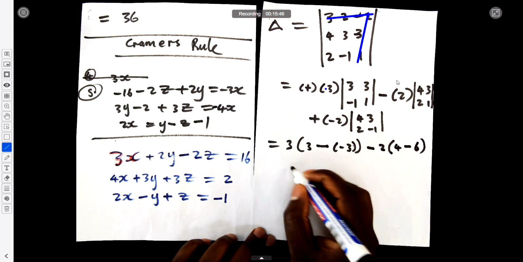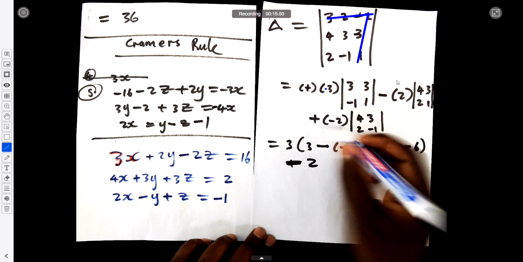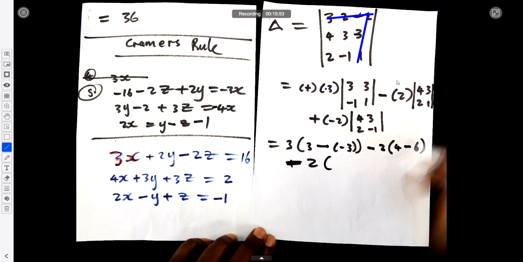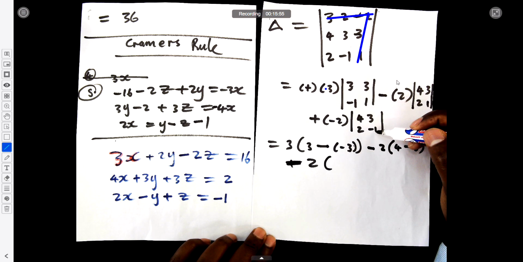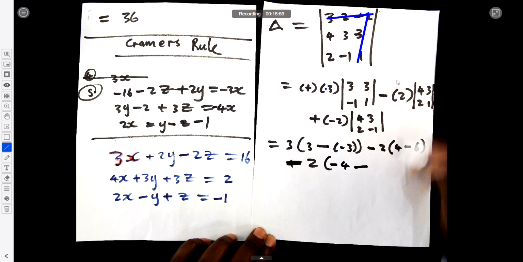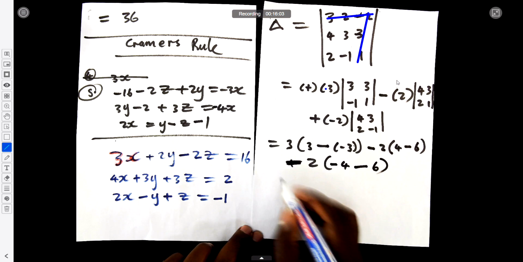Then the last term, we're going to have plus. No, it's going to be minus. Minus 2 because plus that says minus. Therefore, we're going to say 4 times negative 1, negative 4, then minus 2 times 3. So we have 6, close bracket. Therefore, it is equal to.